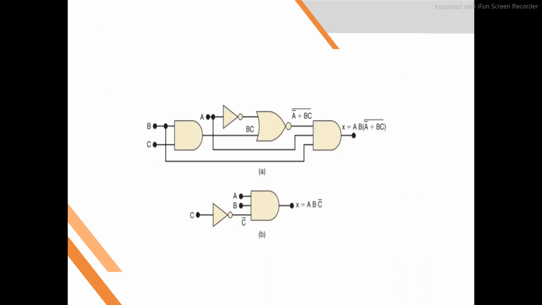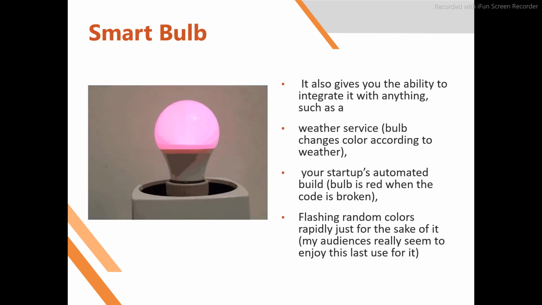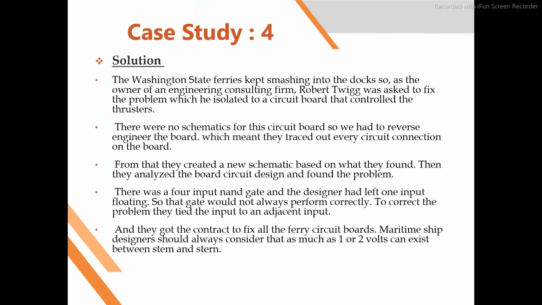Here is the electronic diagram of an AND gate and an OR gate. Here is an example, a very good idea of using a smart bulb, flashing random colors rapidly. It can operate with your music beats and weather system. Hence it is used for our case study. There are four case studies.